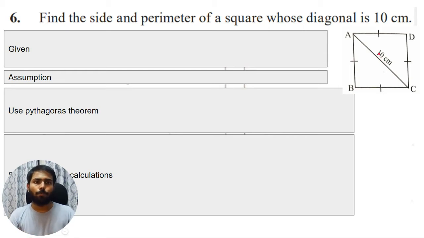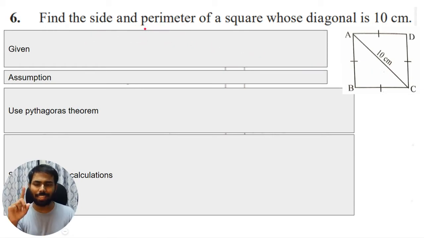So this is your square, which I have named ABCD. All sides of a square are equal, so I have marked that using one line: one line here, one line here, one line here, one line here. What is it telling? It is telling that all the sides are equal, which also tells you that it is a square. Its diagonal is 10 centimeters, so I joined the diagonal AC and put 10 centimeters over there. You have to find the side and the perimeter.